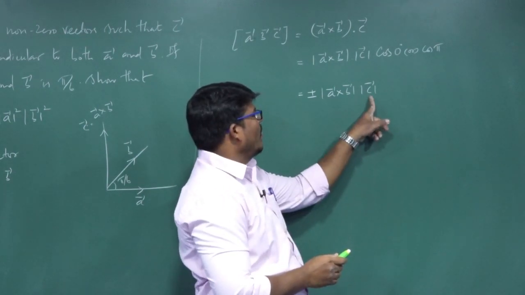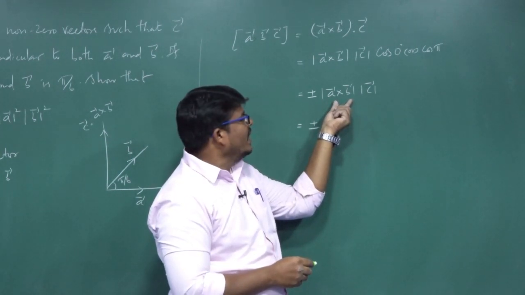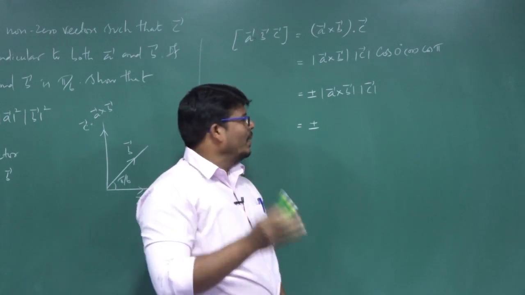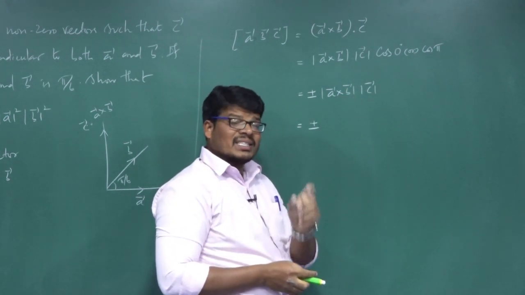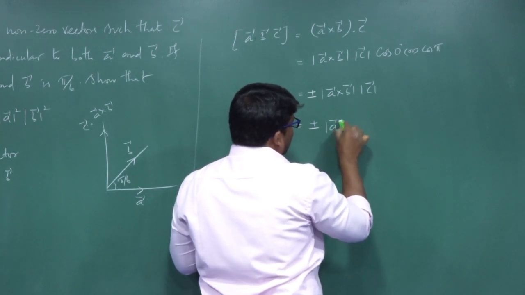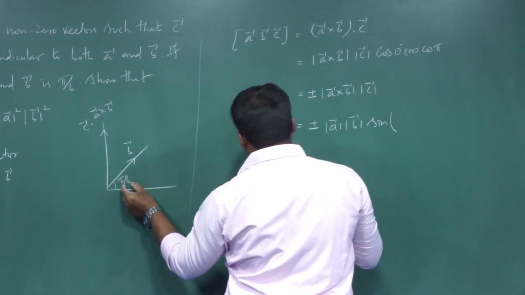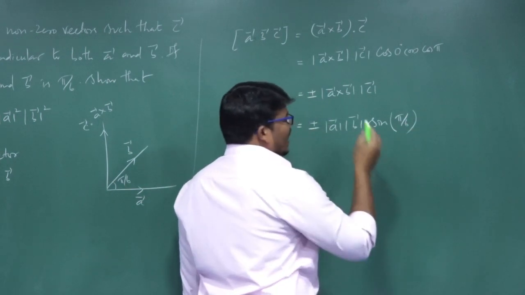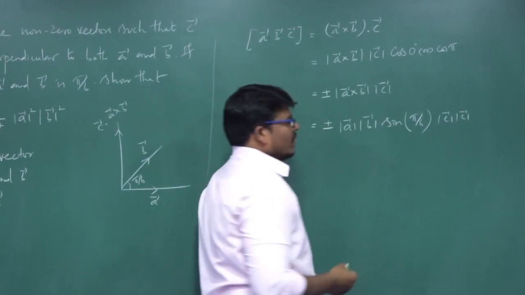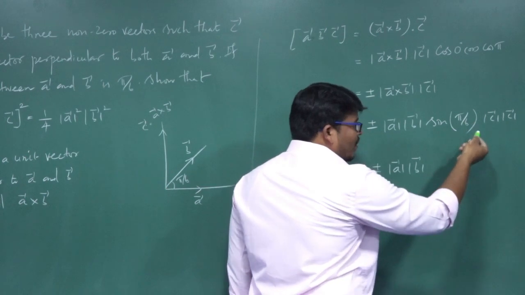It is equal to plus or minus modulus of A cross B. By using the definition of vector product, A cross B is modulus of A modulus of B into sin theta n cap. That is, modulus of A cross B is modulus of A vector, modulus of B vector into sin theta, where theta, the angle between A and B, is pi by 6, and n cap is the unit vector C vector. That is modulus of C vector into modulus of C vector.